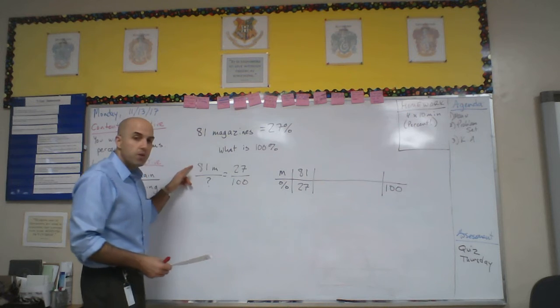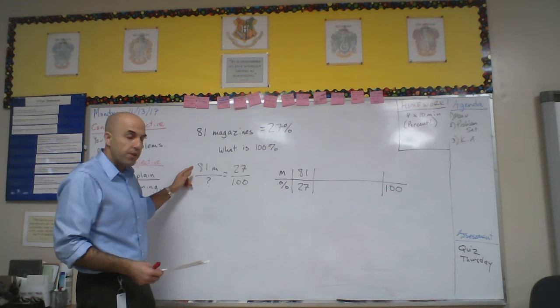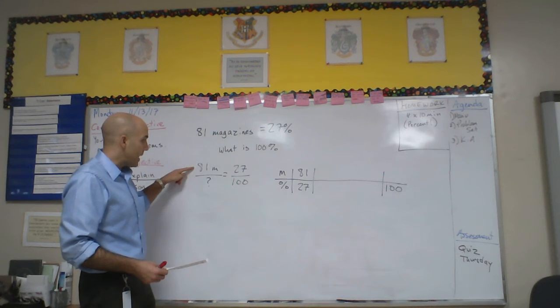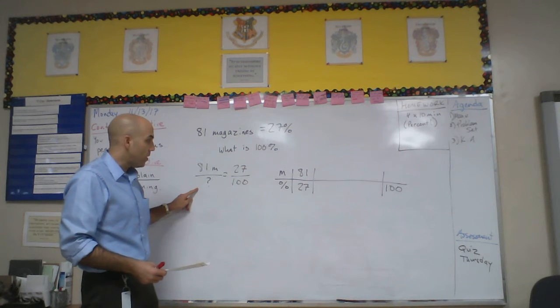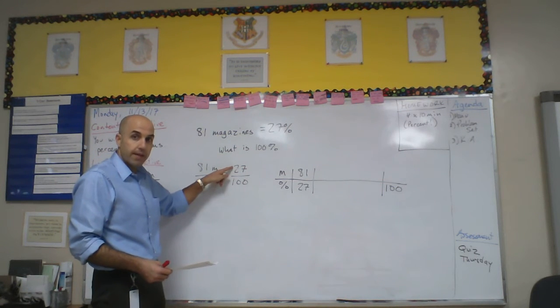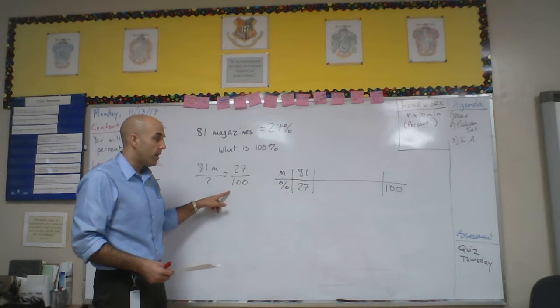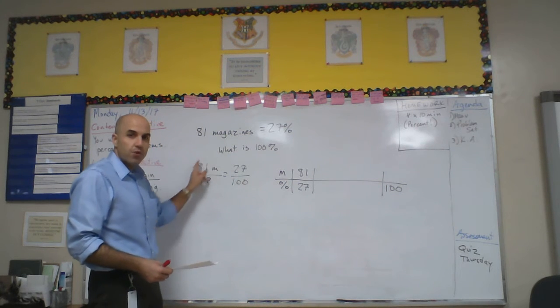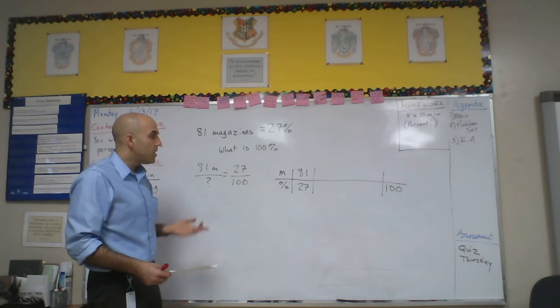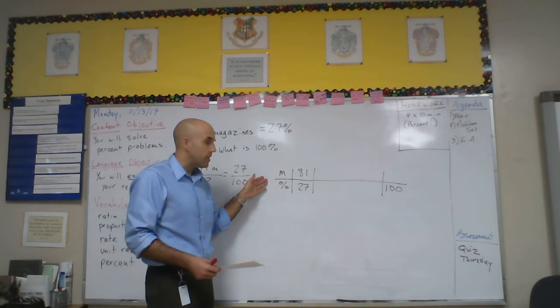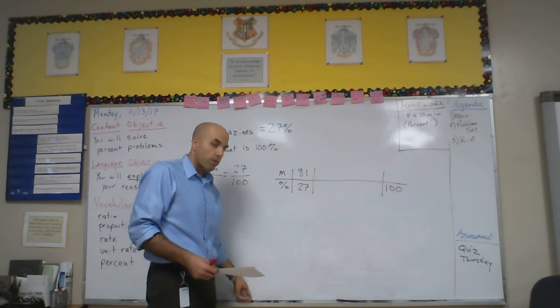If I wanted to, I could set this up as a between ratio problem again. 81 magazines over some unknown total is 27%, or 27 out of 100. But this seems like kind of a tricky between ratio to figure out, so instead what I'm going to use is another method that we know called a ratio table.